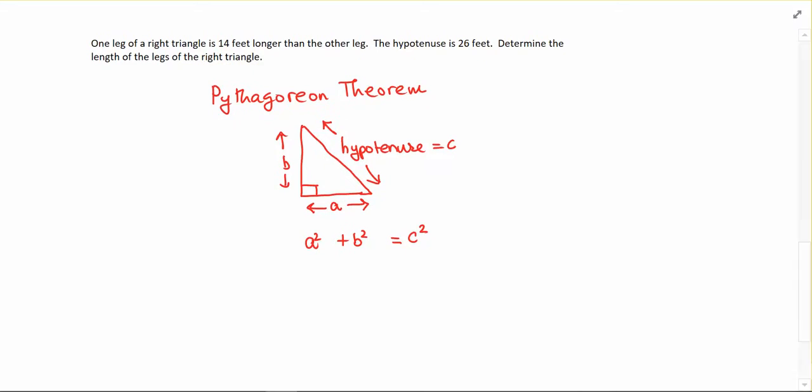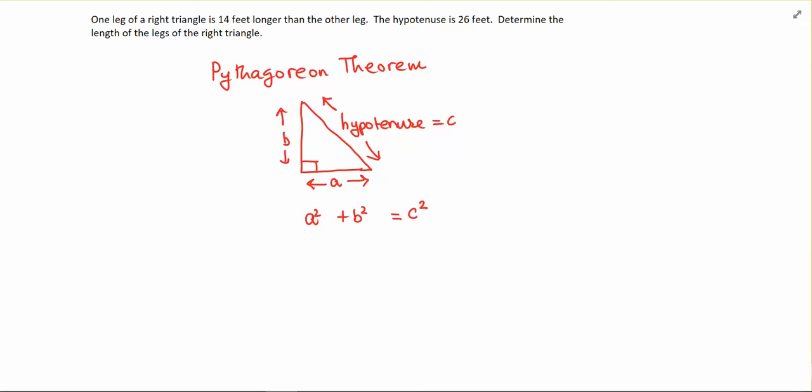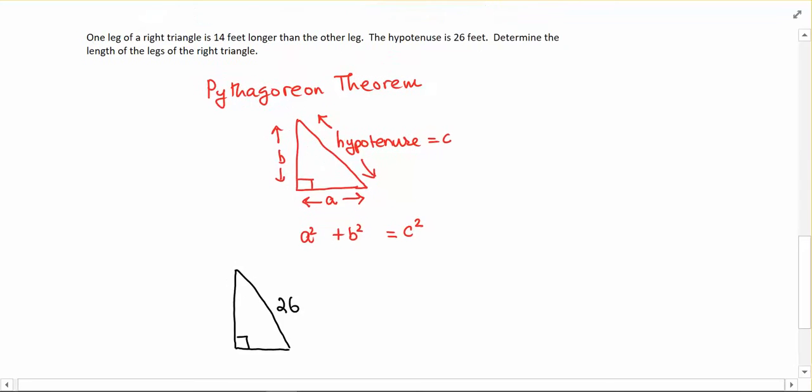So this is an important little formula to keep in mind. For our problem, it says one leg of the triangle is 14 feet longer than the other. So we have a right triangle. They told us it's a right triangle. And when we talk about legs of a triangle, they're usually talking about the sides that are not the hypotenuse, because they'll explicitly say hypotenuse if they're talking about the hypotenuse. So in this problem, the hypotenuse is 26. They tell us that.